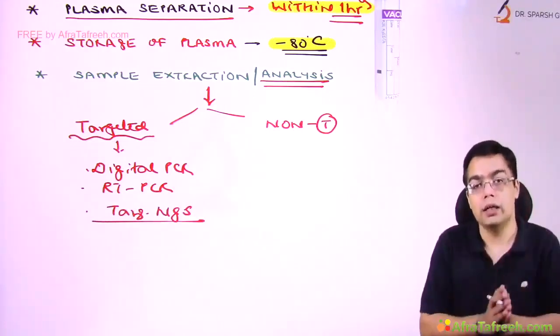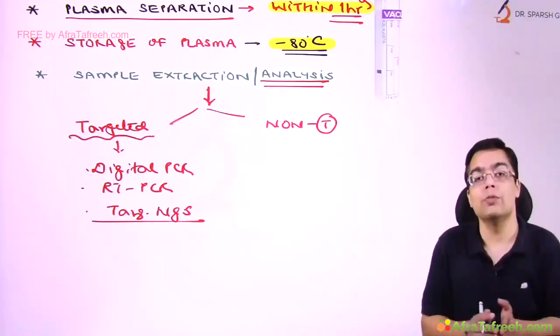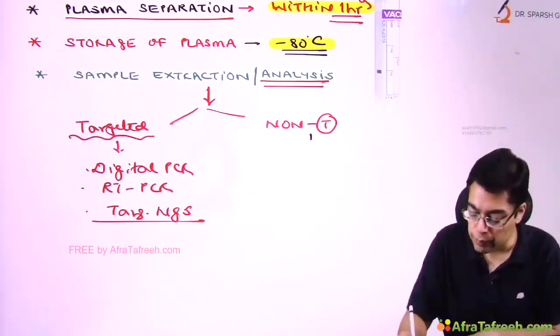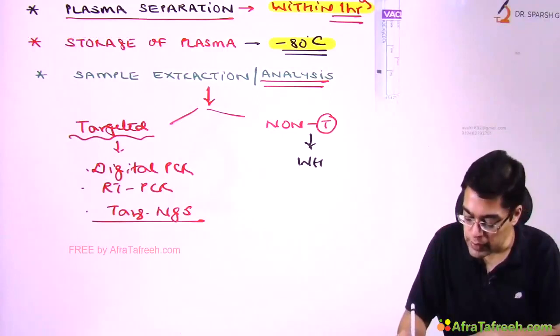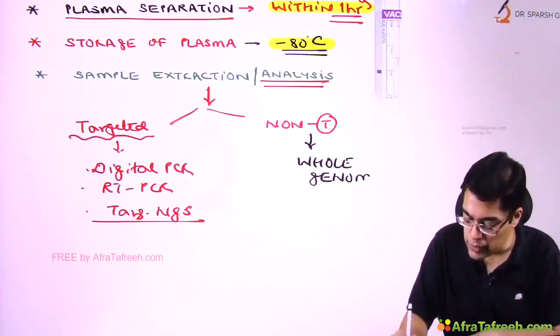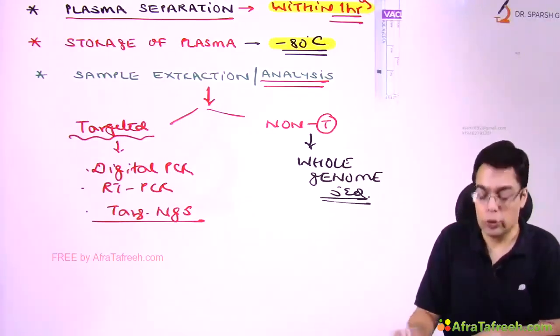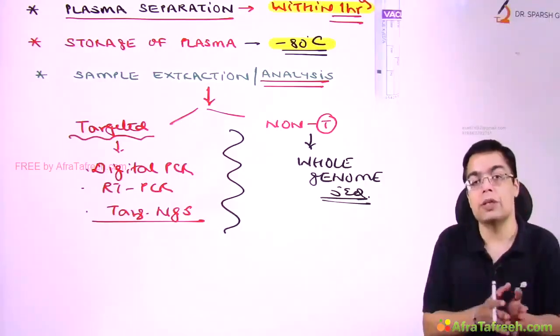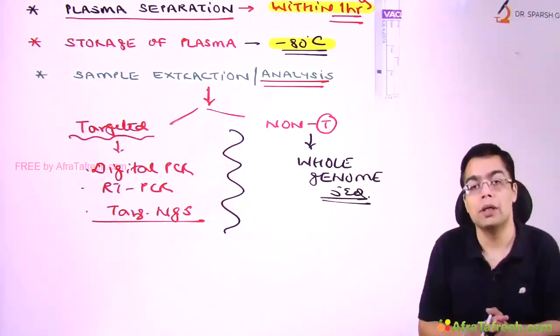If, on the other hand, I have no idea what kind of mutations or abnormalities I am expecting, I will have to search the complete genome, and therefore this is called whole genome sequencing. So depending upon the expected or unexpected mutation you are looking for, you choose a particular technique.